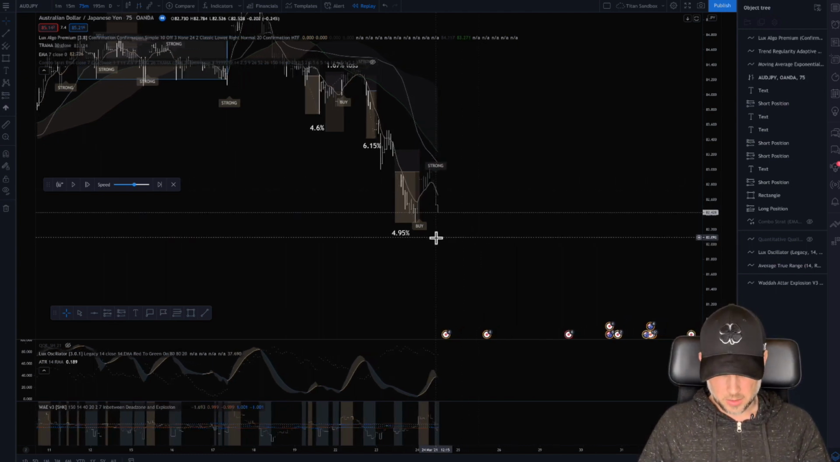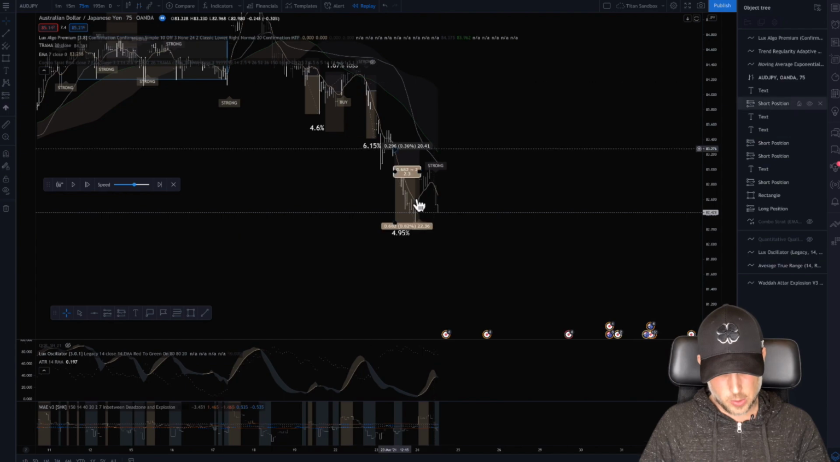So now there's another opportunity possibly. I don't know if I'd take that or not. That's a lot of continuations. Yeah, so that one probably reversed. But anyway, so there we go. That is an example of how I will more effectively filter out these strong confirmations from Lux.